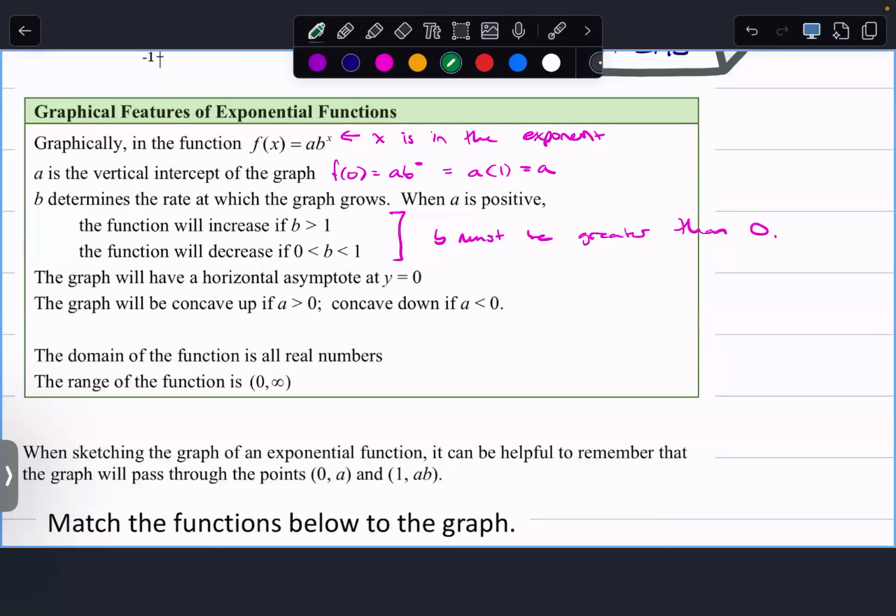So let me see here. Both of these are concave up, and concave down. Let's see here.